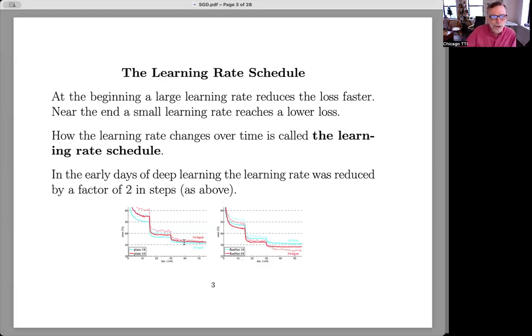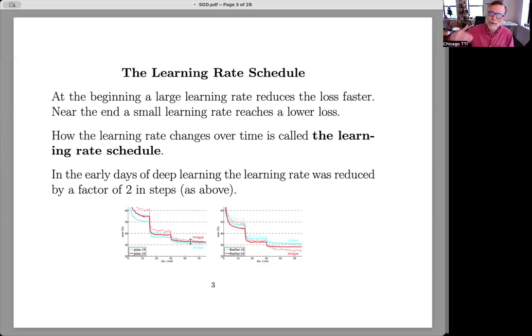And the important thing to observe here is that for each learning rate, the loss reaches a stable value, a plateau, an asymptotic loss value. And that asymptotic loss value gets smaller as the learning rate gets smaller. So in the early phase of stochastic gradient descent, a larger learning rate makes the progress go faster. So in the beginning, you want a larger learning rate to reduce the loss faster.